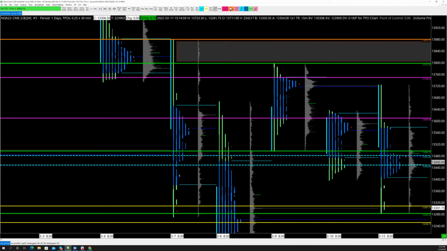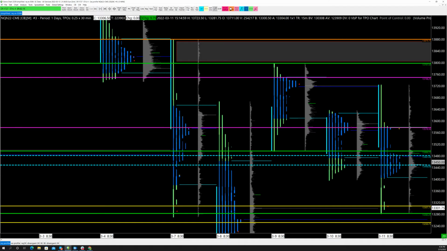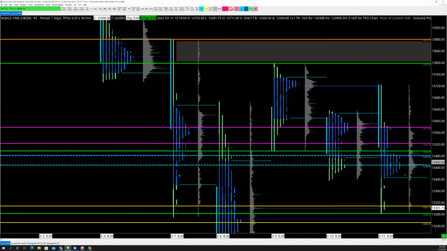I pretty much use TPO to figure out where my support and resistance levels are. And if I can't figure it out from the TPO, then I default over to the volume profile, and that works for me. And it works for us as a team. So that's what we do. Let's get this down here.